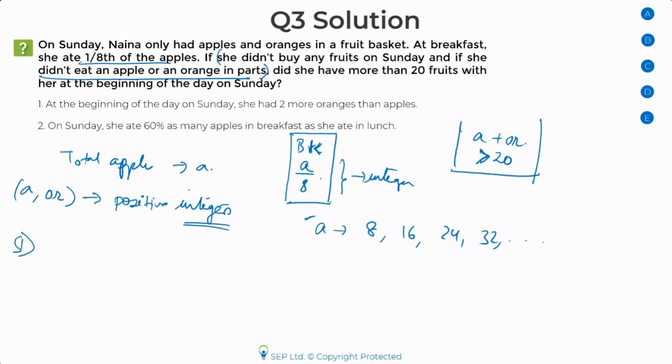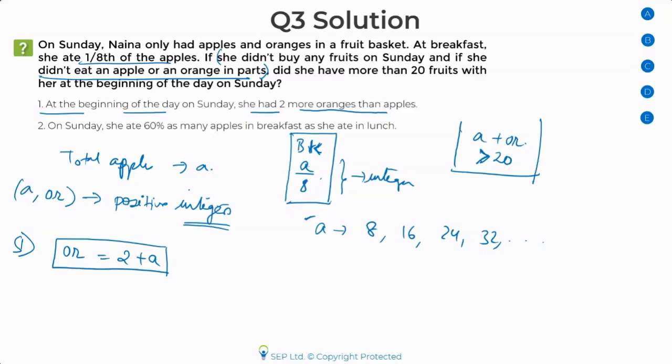Okay, now that I've made all the inferences that are possible, I'll go to my first statement. Statement one is, at the beginning of the day on Sunday, she had two more oranges than apples. Okay, well and good. So I'll frame an equation. Oranges is two more than apples. That's all I can say, but I don't know anything else. I don't know the exact value of A. Okay, I know it's a multiple of 8.